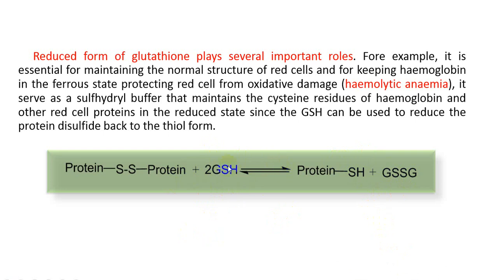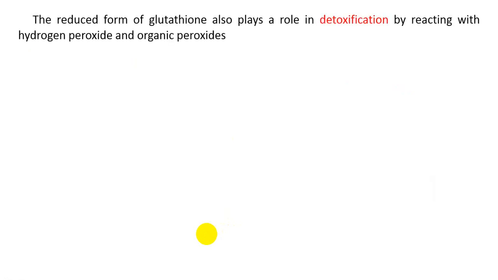Now have a look at this reaction. This is to go back to form the reduced form of glutathione. In addition to that, we can give you the third function for the reduced form of glutathione, which plays a role in detoxification by reacting with hydrogen peroxide and organic peroxides. Now, it will remove any peroxide compound.